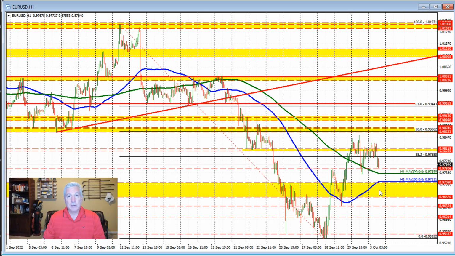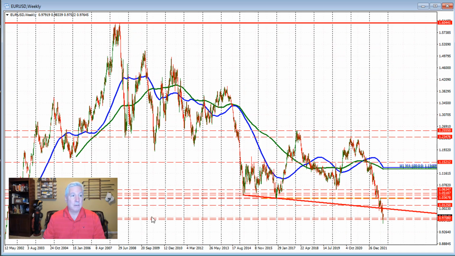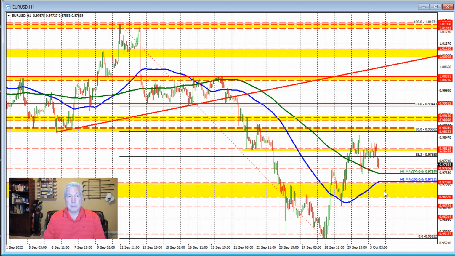Also, this swing area right here corresponds with, if you go back to the weekly chart and look back in time, all the way back to this area through here. This is June to October of 2002 on the weekly chart. That area comes between the 0.9662 and 0.9708 level, and that corresponds with this area right here.